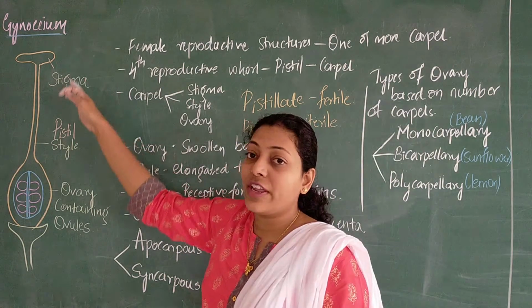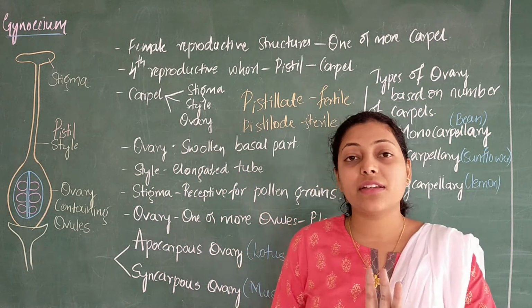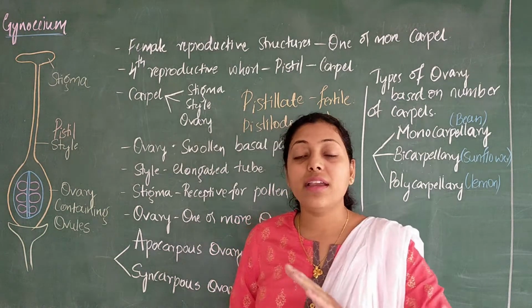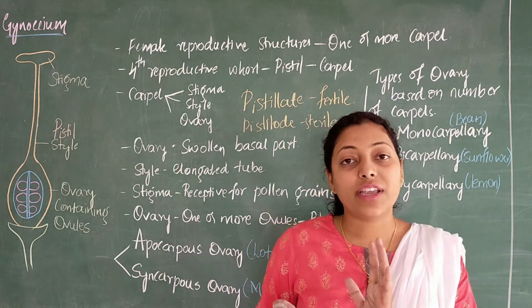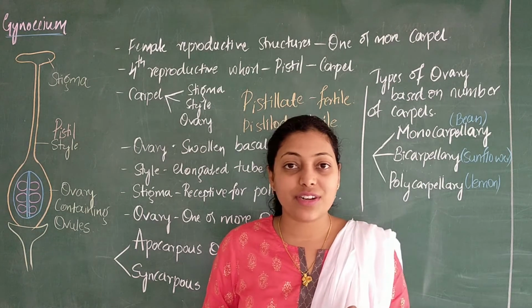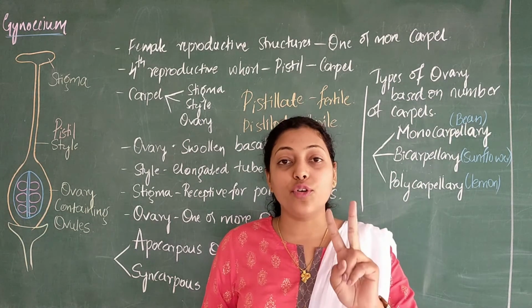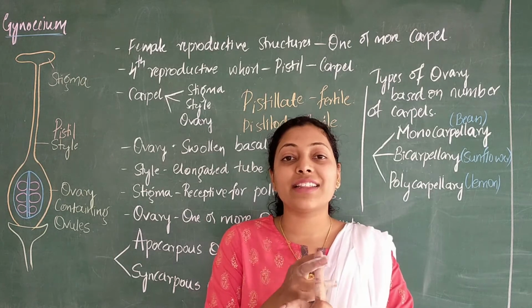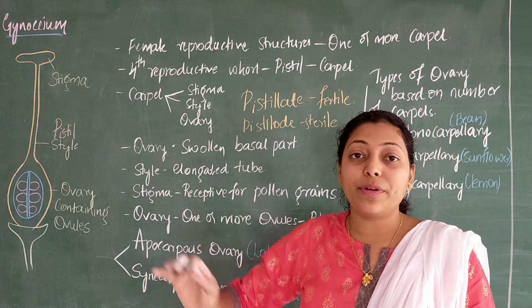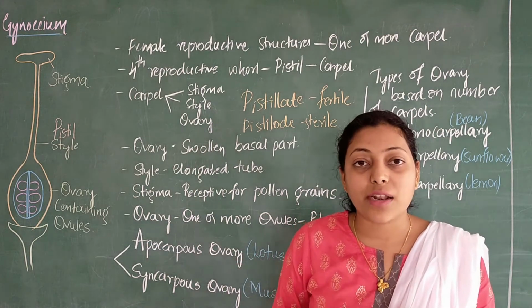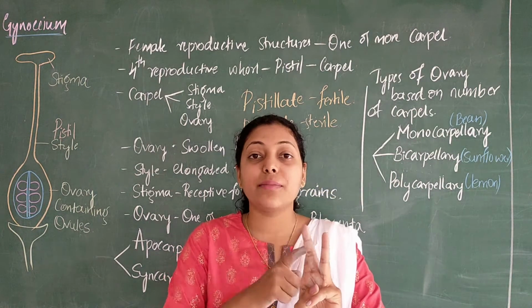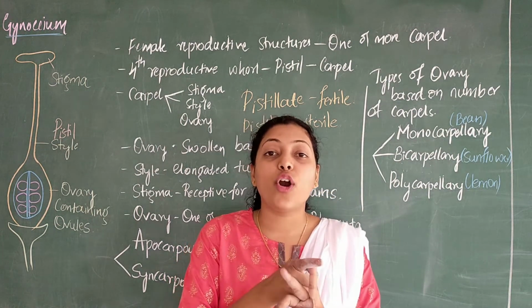When you take one carpel, basically one carpel consists of three different structures. I'll just revise for you all. We studied stamens. Stamens are the male reproductive structures and consist of two parts: one is the filament and the other is the anther. In the same way, the female reproductive unit is called a carpel, and a carpel consists of three parts, that is stigma, style and ovary.